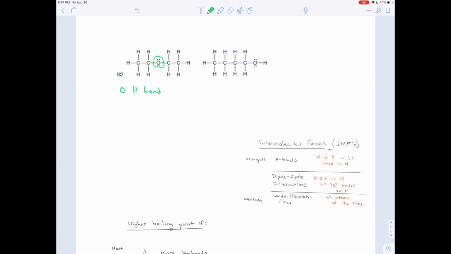Okay, how about the molecule on the right? How many hydrogen bonds could it form to another molecule? First thing you need is nitrogen, oxygen, fluorine, or chlorine, and we have an oxygen right here. Next thing you need is for that to be bonded to hydrogen, and it is. So this has 1 hydrogen bond, or I should say, that's capable of forming 1 hydrogen bond to another molecule.